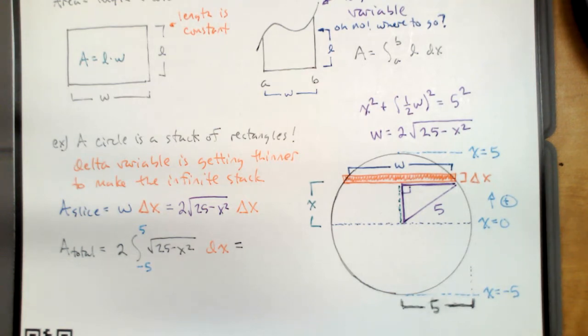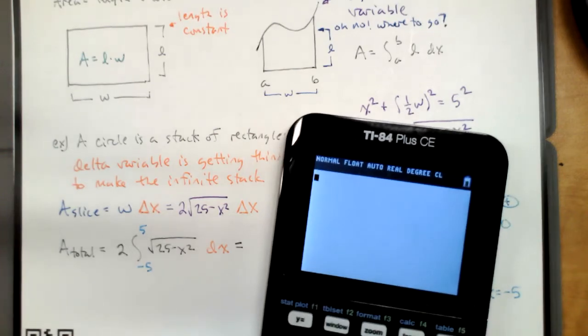Unfortunately for our heroes, this is a type of integral that we haven't learned how to do yet. This is a trigonometric substitution, but we still have ways of integrating things. So I just want 2 times the integral of the square root of 25 minus x squared, close the radical, with respect to x from -5 to 5. Close the command.